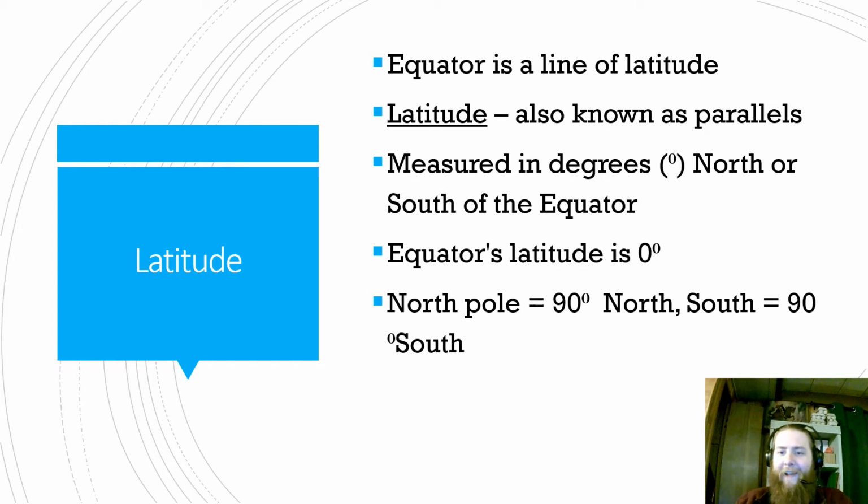We also call latitudes parallels. So if you hear about the 45th parallel or the 48th parallel, that's because these lines are running parallel to each other. We measure them in degrees north or south of the equator. The equator starts at 0, and then the minute you start moving north, you go 15 degrees north, 30 degrees north, 60 degrees north, all the way up to 90, which is the North Pole, 90 degrees north. And on the other side, you go 15 degrees south, 30 degrees south, and 60, all the way down to the South Pole, which is 90 degrees south.